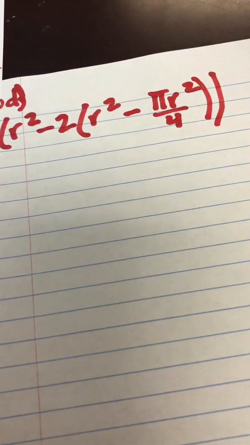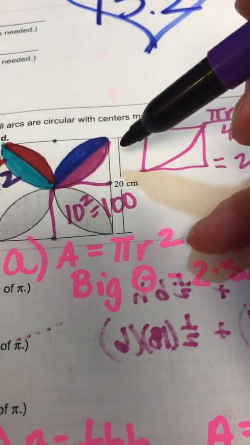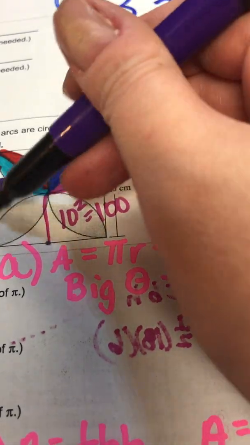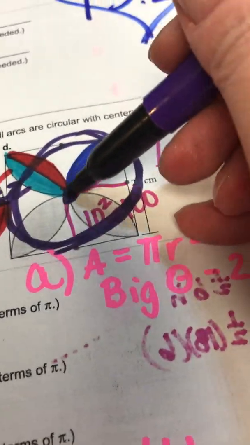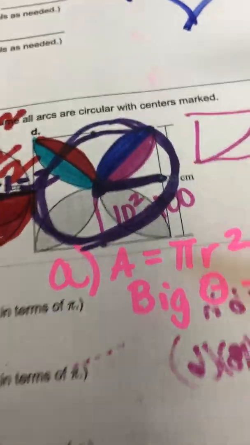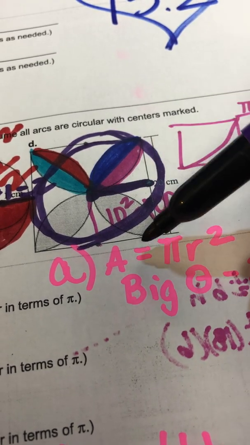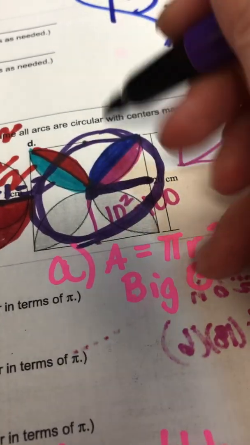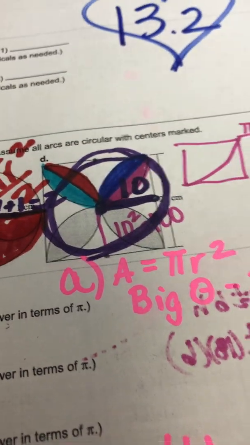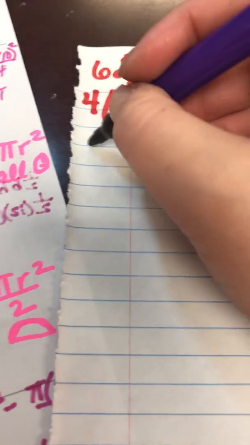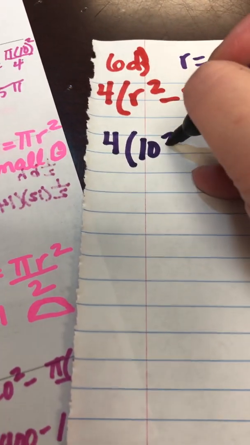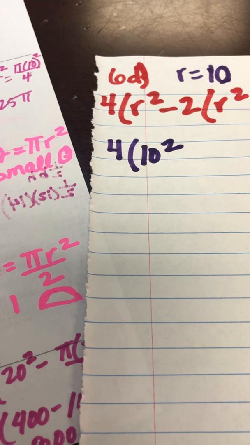And the r is saying if this were to be a circle, the r is just from the middle out. So since from top to bottom this is 20, halfway would just be 10. So r is my 10. So I'm just going to put a 10 in for this r. So we're going to have 4 parentheses 10 squared. Wait a minute.